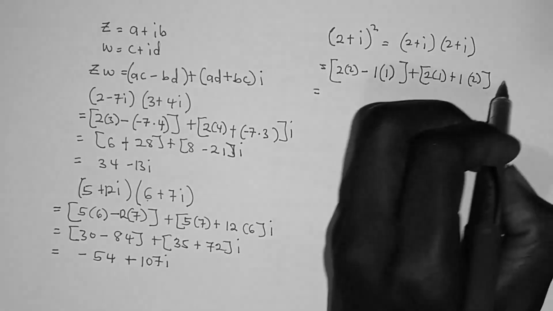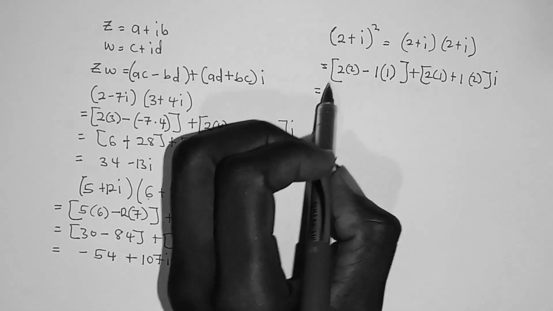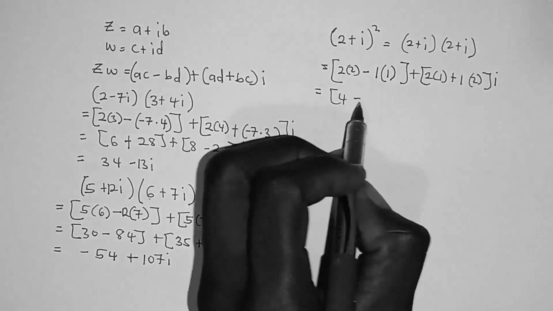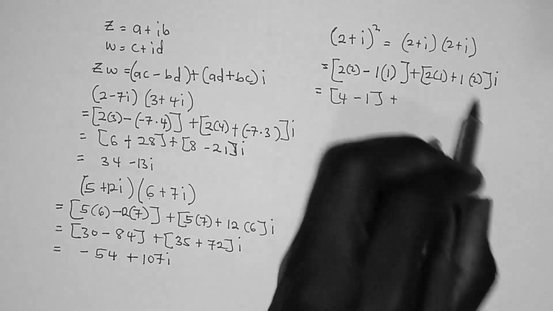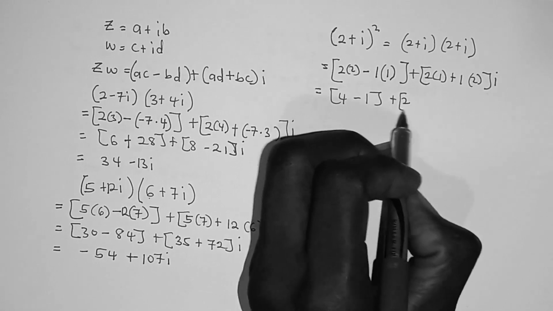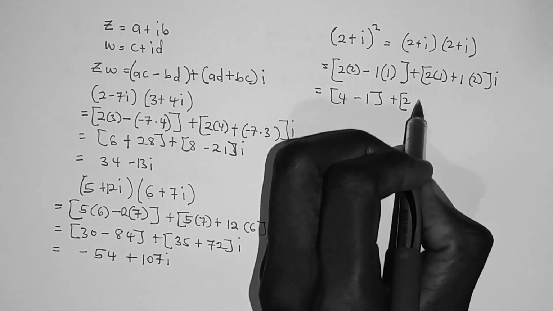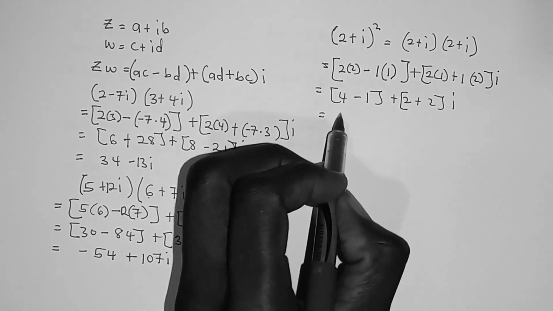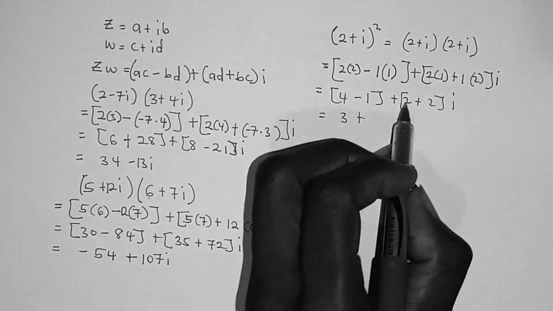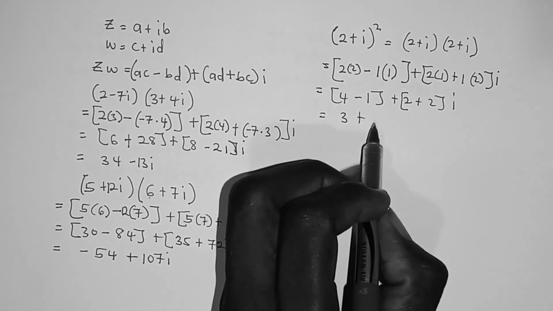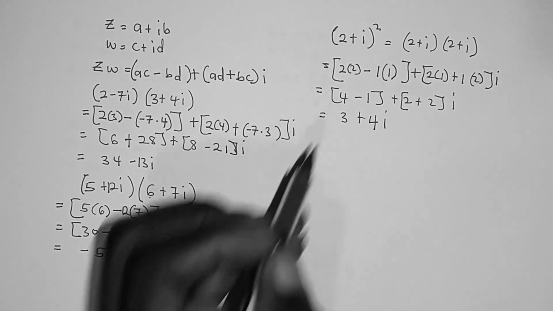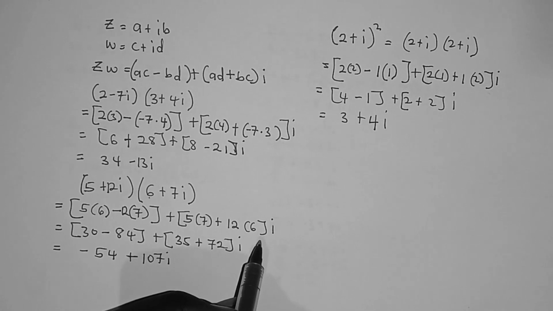And this is equal to 2 times 2 is 4, minus 1 times 1 is 1, plus 2 times 1 is 2, and plus 1 times 2 is 2i. 4 minus 1 is 3, plus 2 times 2 is 4i. Sorry, 2 plus 2 is 4i. So the answer is 3 plus 4i.